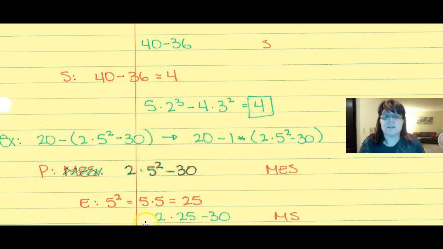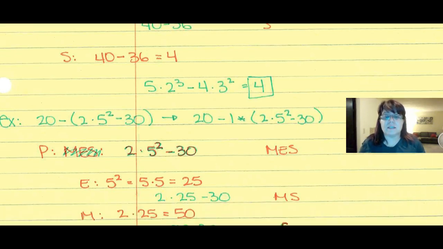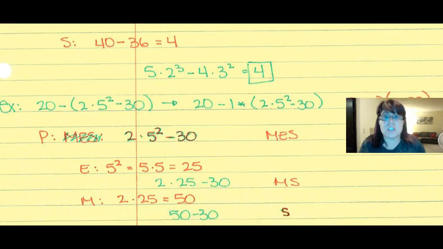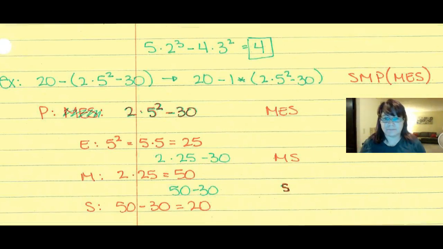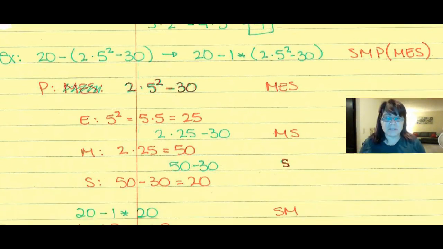So multiplication first. 2 times 25 is 50. Now we're left with 50 minus 30. Subtraction. Okay. 50 minus 30 is 20. So all of that in parentheses is a 20. I'm left with subtraction and multiplication. So 20 minus 1 times 20.